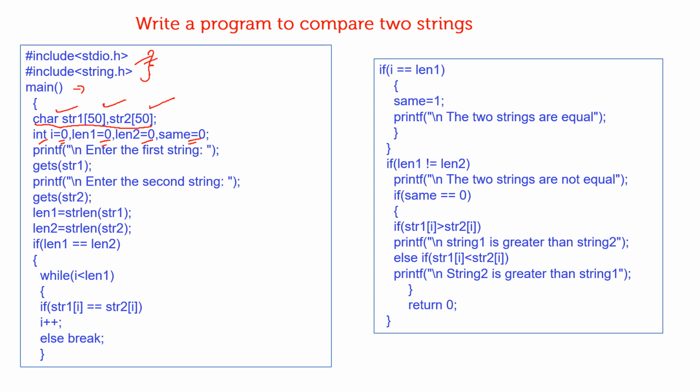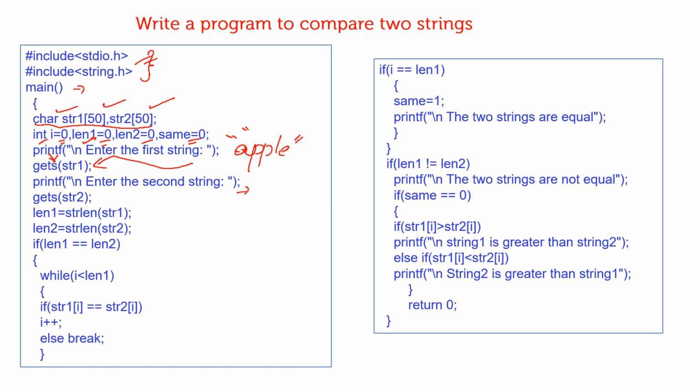Now printf. The first intention is what? You have to enter the first string and the second string. So what are the functions you will be using? printf \n, which indicates a new line, enter the first string. So here if I am entering it as apple. Okay, apple. Similarly, if you want to store it in the memory, what function will you be using? gets of string 1, just your gets function.